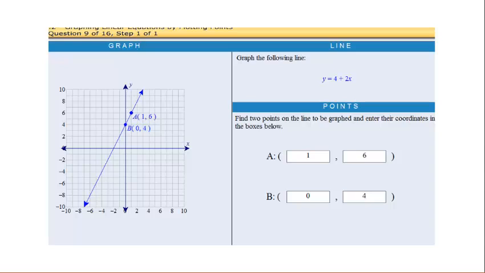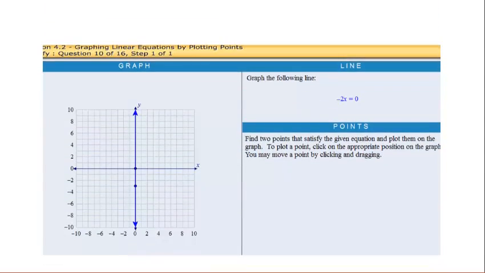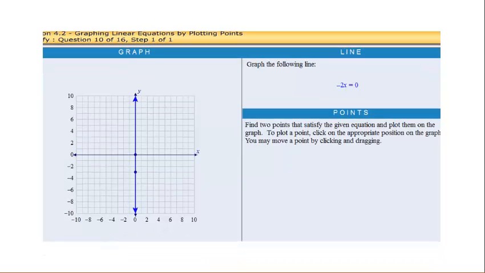In this example here, once again, we would simply use an XY chart and solve for the unknown value. It is important to note in this particular problem that there is no y value at all. It is simply negative 2x equals 0. So we know that the only way that negative 2 times any number can equal 0 is if x equals 0.